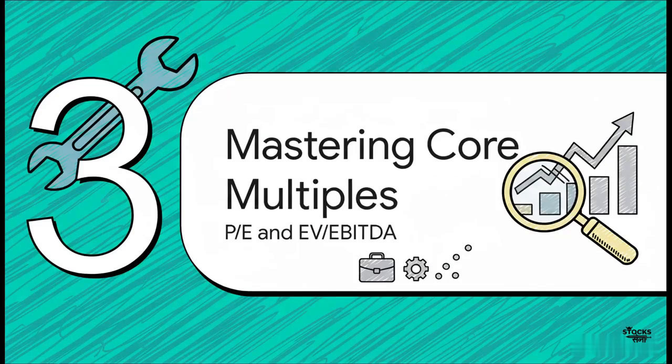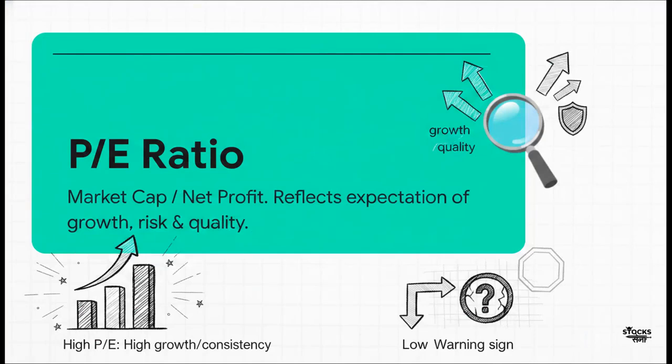All right, let's get into Section 3, Mastering the Core Multiples. First up is obviously the most famous metric of them all, the price-to-earnings ratio, PE. It's just market cap divided by net profit. But what is it actually telling us?